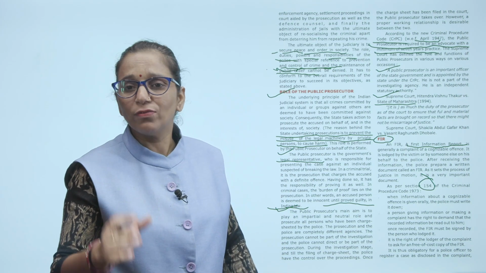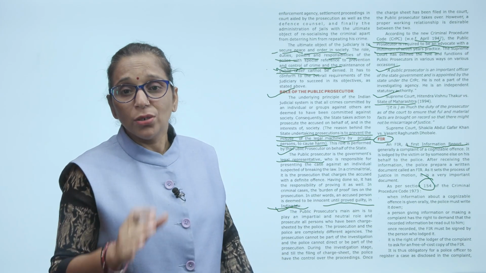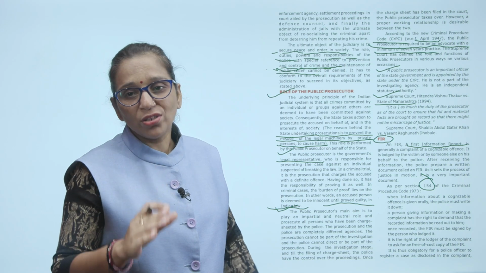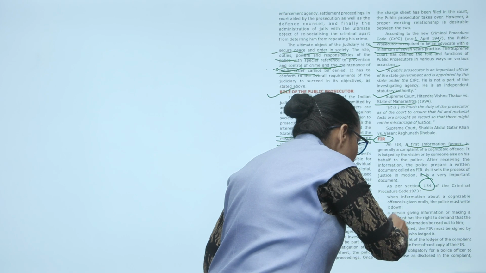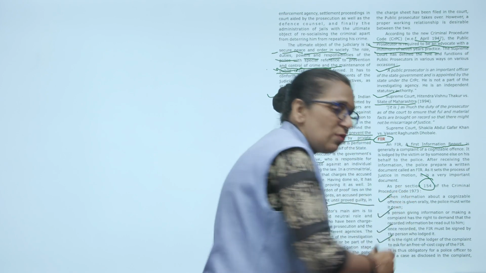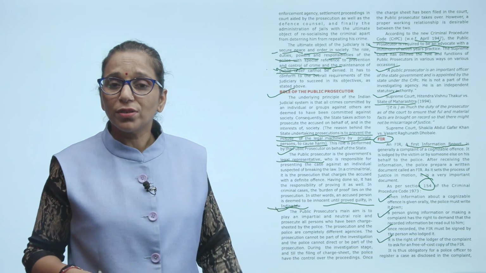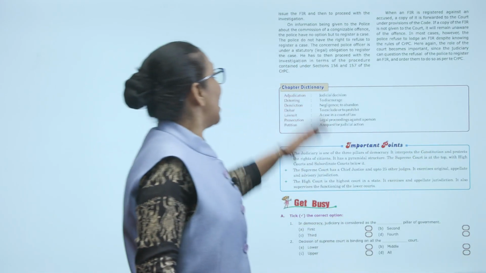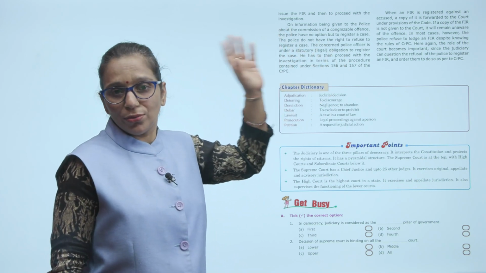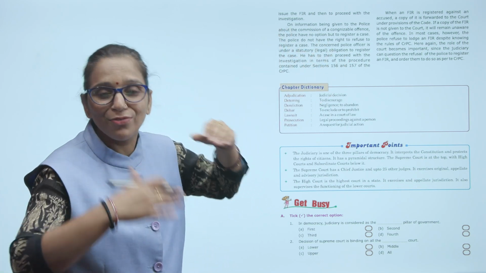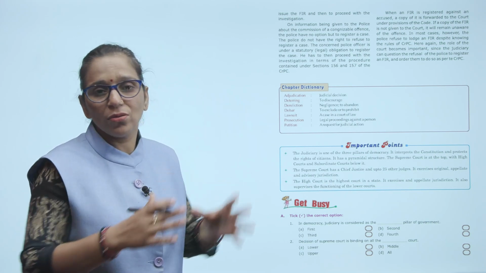So the FIR must be signed by the person who lodged it. It is the right of the lodger of the complaint to ask for a free copy of the FIR. So the lodger will get the copy of the FIR so that he can also see what the police have written and how the work is going to be started. It is thus obligatory for the police officer to register a case as disclosed in the complaint, and then issue the FIR copy to the person and proceed with the investigation. So that is the process of FIR.